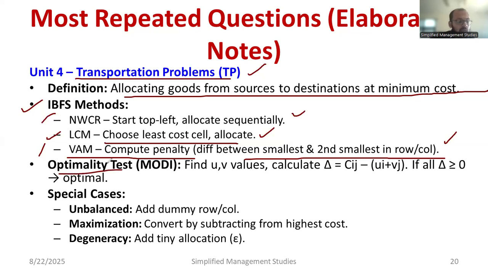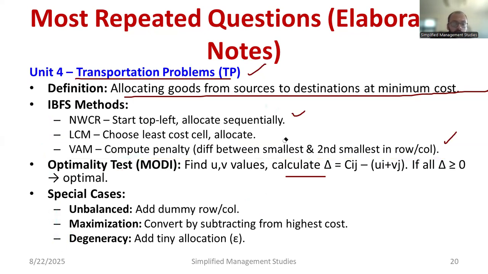Then the optimality test. Optimality testing includes the MODI method: find the UV values and calculate delta. That is called the optimality method. Then the special cases are unbalanced, maximization, and degeneracy. These are the special cases of the transportation problem. These are the important points you have to focus on in unit number 4.